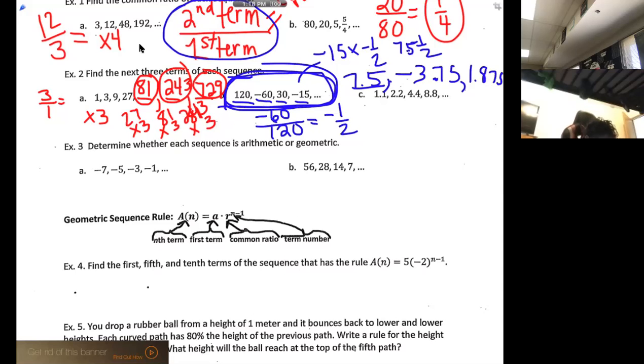Okay, so notice the pattern kept going, positive, negative, positive, negative, positive, negative, and it kept going down. If all of a sudden it changes and it starts going up, you guys say, I must have hit multiply when I should have hit divide, or divide when I should have hit multiply. What's the last one? 1.875.